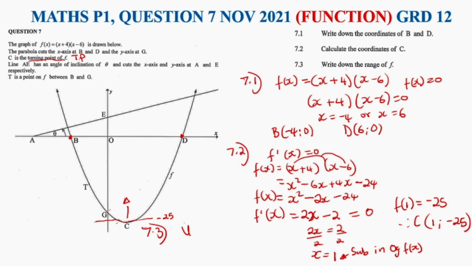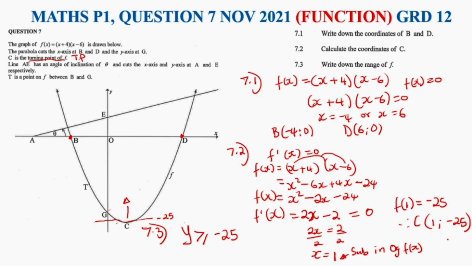Okay, so any values that are greater or equal to negative 25. Right, can you see the range? The range is anything above this, the graph exists. Below that, the graph does not exist.